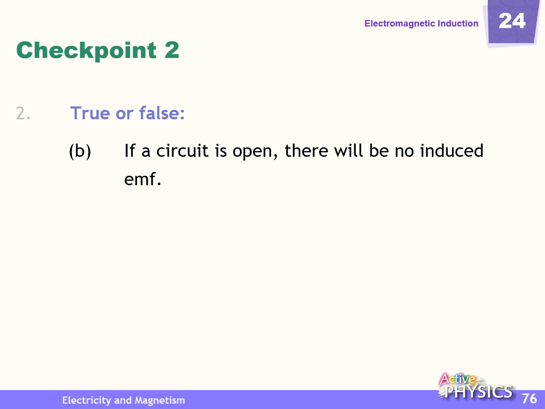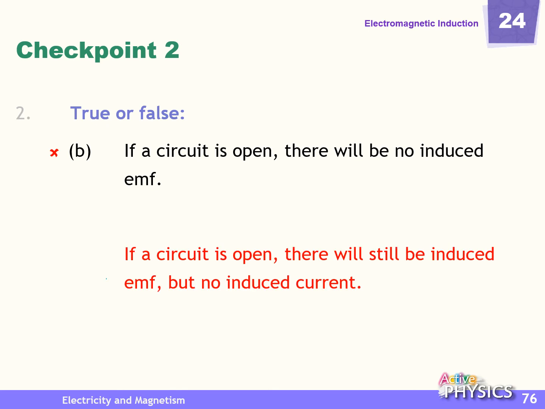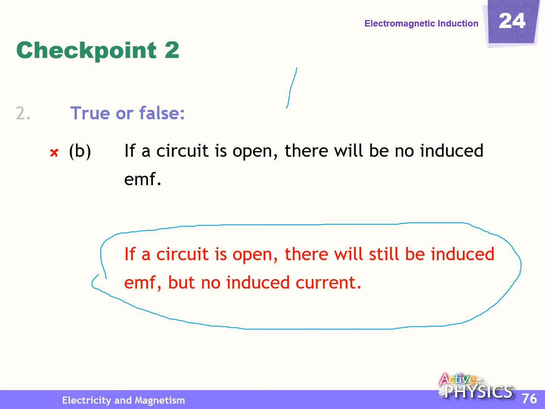So if a circuit is open, there will be no induced EMF. That's not correct. Even if it is an open circuit, there will still be induced EMF but no induced current. Okay, so it's like a battery. If you're moving a wire into a magnetic field, then you have a battery. For a battery, even if there is no complete circuit, the battery can still have its own voltage, right?